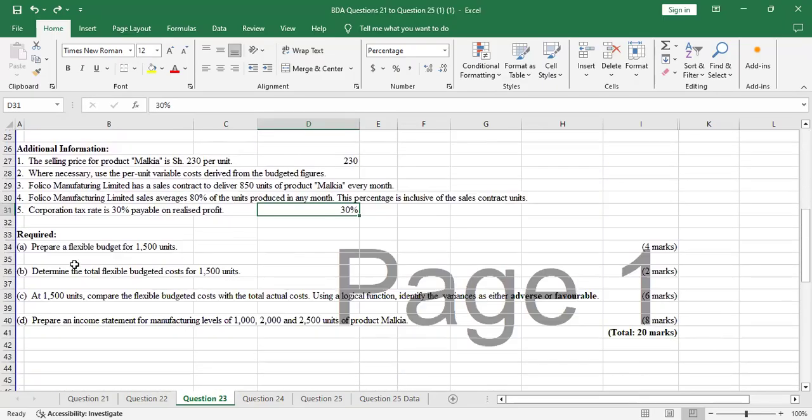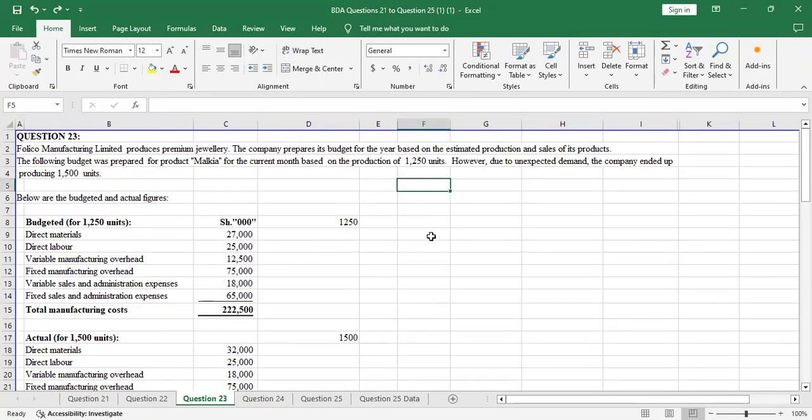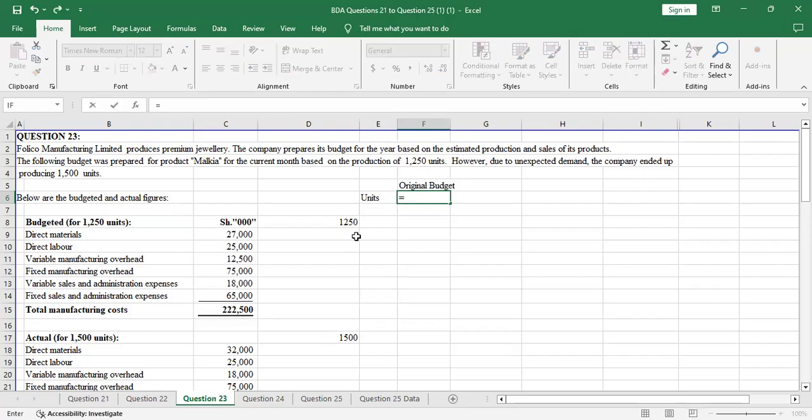Part one, we are required to prepare a flexible budget. For us to prepare a flexible budget, we must have the original budget. So I'll start with the original budget here, the original budget income statement. Let me put the units there. The units produced under the original budget was 1,250.